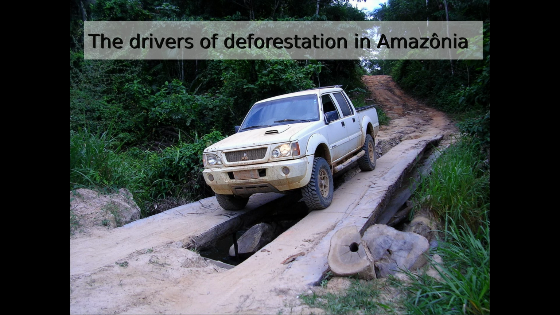In the Amazon, we have a lot of different drivers, both underlying and proximate, but the big underlying driver tends to be economic. The proximate drivers include things like road building. So here we're looking at a settlement road off of the Trans-Amazon Highway in the central Amazon.